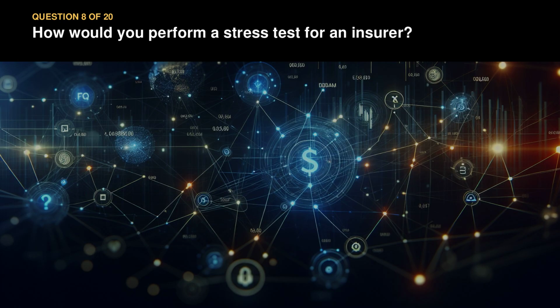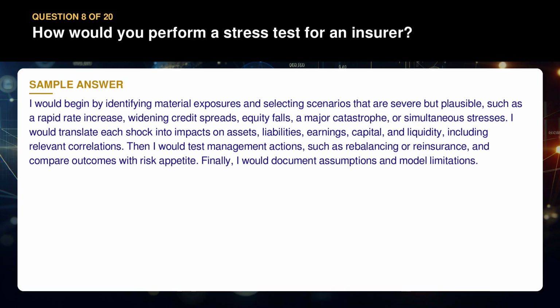Question 8. How would you perform a stress test for an insurer? I would begin by identifying material exposures and selecting scenarios that are severe but plausible, such as a rapid rate increase, widening credit spreads, equity falls, a major catastrophe, or simultaneous stresses. I would translate each shock into impacts on assets, liabilities, earnings, capital, and liquidity, including relevant correlations. Then I would test management actions, such as rebalancing or reinsurance, and compare outcomes with risk appetite. Finally, I would document assumptions and model limitations.